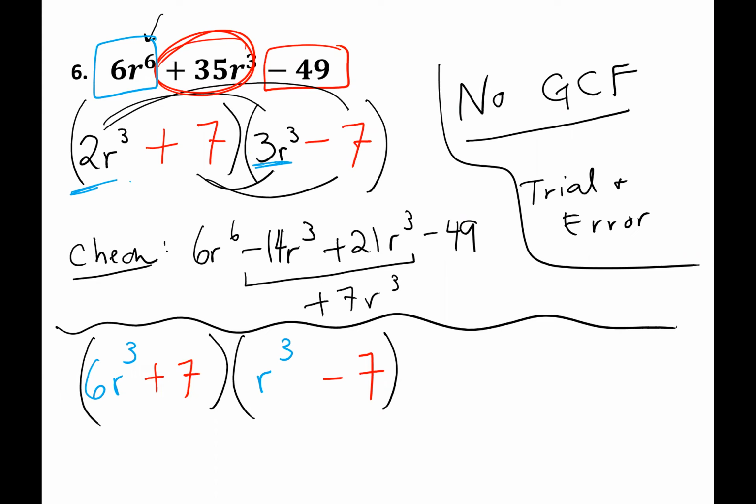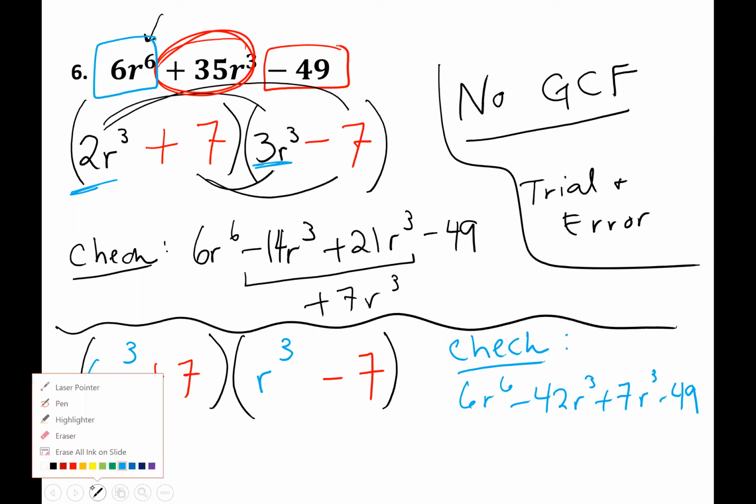All right, so I'm going to check this one. So I have 6r to the third plus 7 and r to the third minus 7. So we're checking. Here we go. So we get 6r to the 6th minus 42r to the third plus 7r to the third and then minus 49. Okay. Did we get it?